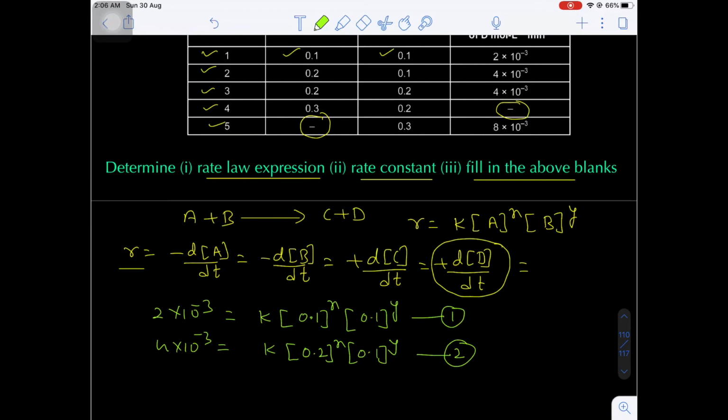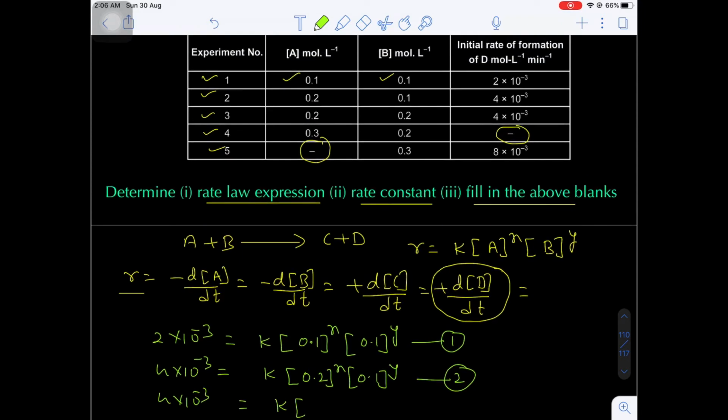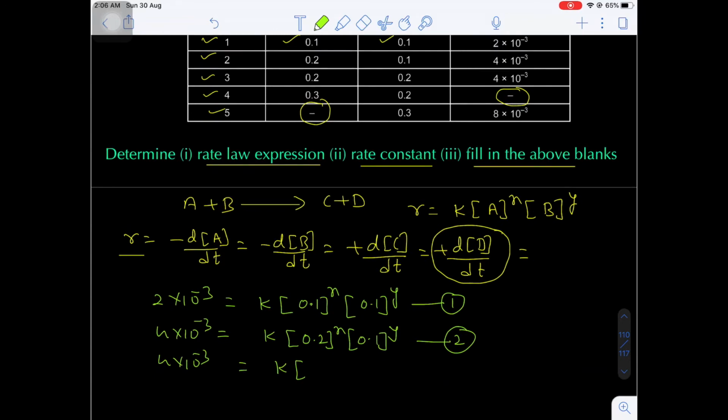And in the third experiment, what is the rate of formation of D? Again 4 into 10 raised to minus 3, which is equal to K times the concentration of A in the third experiment, 0.2, and B is also 0.2. So 0.2 to the power x and 0.2 to the power y.